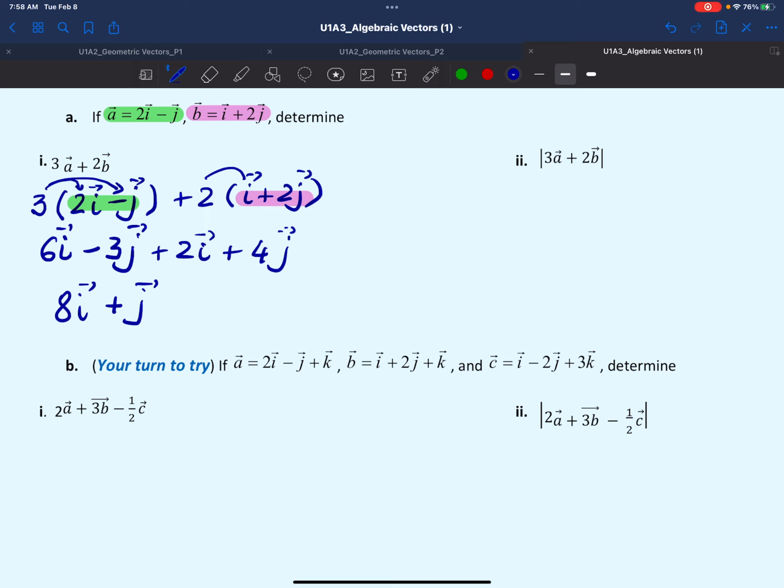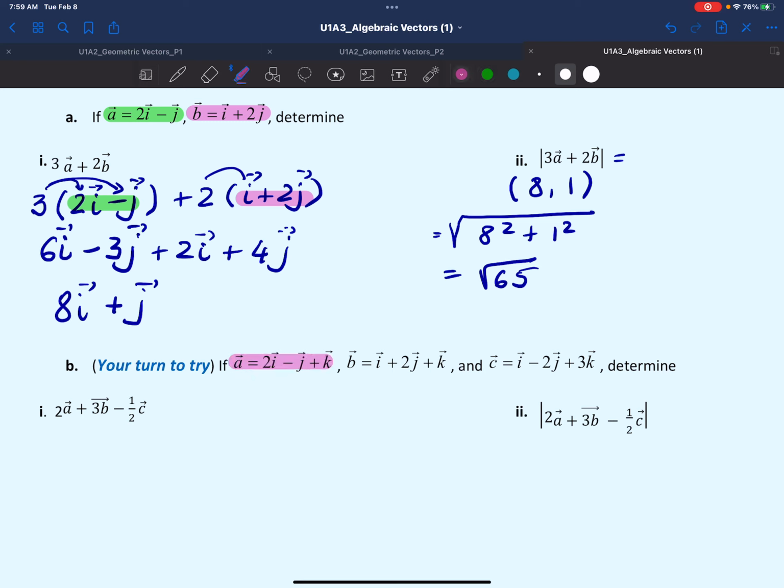So now that we have the standard form, we can write the component form, which is 8 and 1. And the magnitude will be equal to the square root of 8 squared plus 1 squared. So that's the square root of 65. Now your turn to try. This time we have 3D.